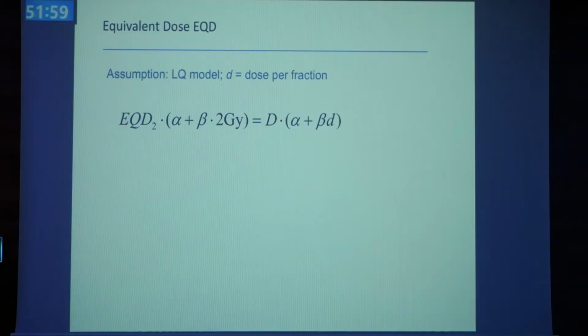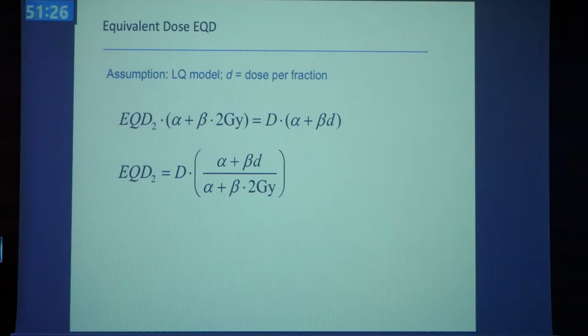What's the difference to the equivalent dose? The equivalent dose is not comparing a treatment to the low dose rate limit, but it's comparing to a dose per fraction of 2 grays. So we compare a 2 gray fractionation with an arbitrary different fractionation scheme. Even here we assume linear quadratic model and assume that the biological effect between two different treatment schedules should be the same. In this case, you can solve this equation, and you will get the formula or equation to calculate the equivalent dose, so a dose which is compared to a fractionation scheme of 2 grays.